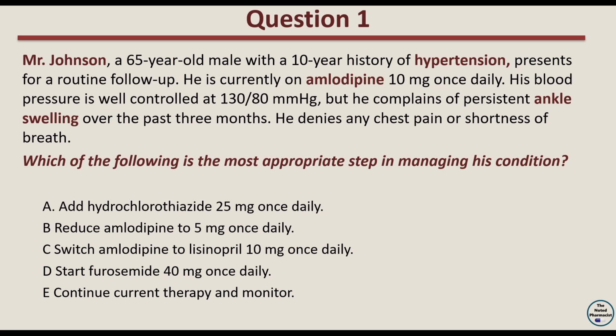Option A, add hydrochlorothiazide 25 mg once daily. Option B, reduce amlodipine to 5 mg once daily. Option C, switch amlodipine to lisinopril 10 mg once daily. Option D, start furosemide 40 mg once daily. Option E, continue current therapy and monitor.